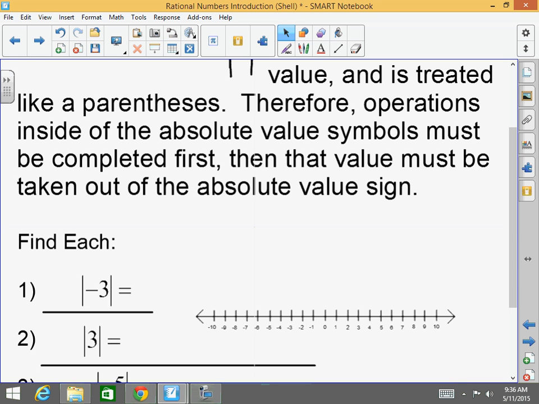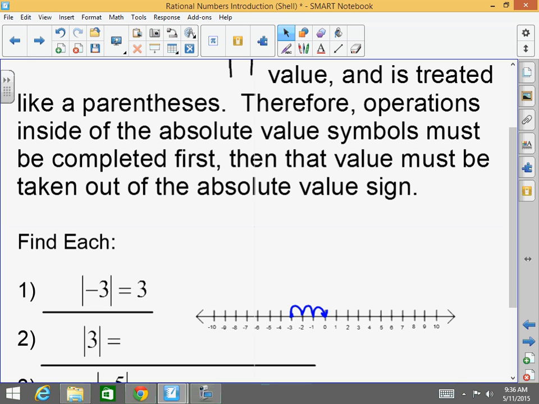Well, if I just finished defining absolute value as the distance from 0, let's take a look at negative 3. Negative 3 is right here. Let's look at the distance from 0. Isn't it 1, 2, 3 units away from 0? So that's why the absolute value of negative 3 is 3. What is the distance of negative 3 from 0?